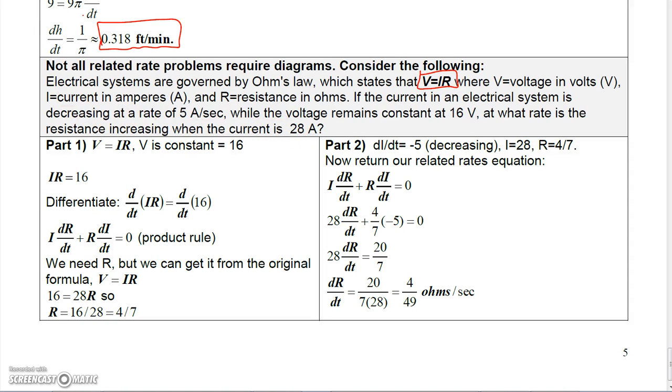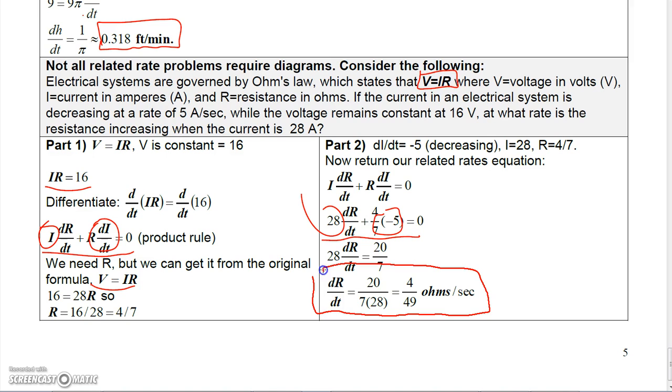Well, let me just summarize what I did. Since V is constant, I can say IR equals 16, and then I have to use the product rule to differentiate. The problem tells me that I is 28. It tells me that di over dt is -5. But then I have to use V equals IR to solve for R, so I can get R as 4/7. And then after that, I can solve for dr over dt just by solving this equation. And eventually I get dr over dt is 4/49. So it's 4/49 ohms per second.